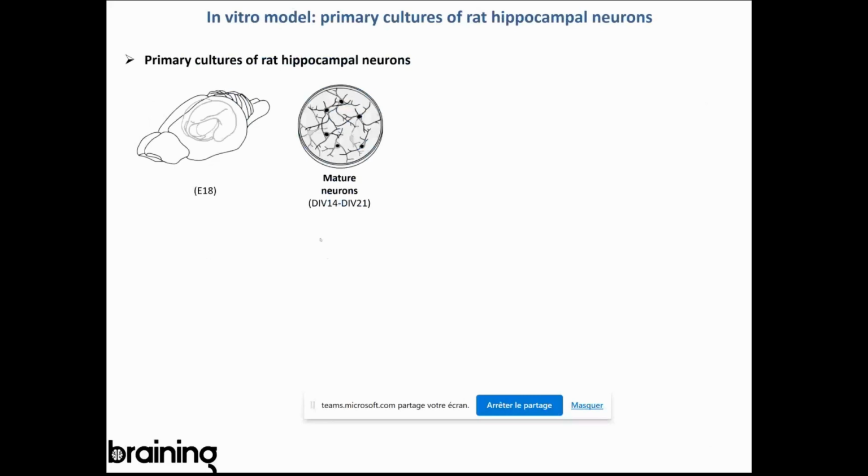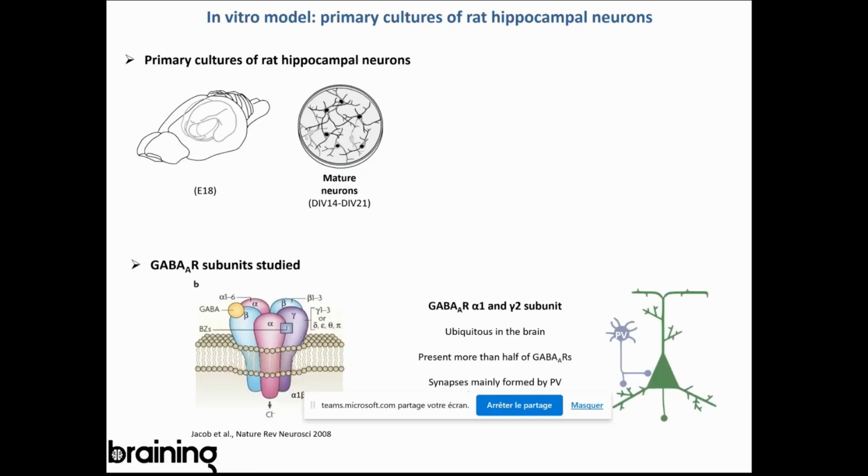So we are working mostly on hippocampal cultures that we prepare from E18 rat embryos. We extract the hippocampus from the brain of these embryos, and we plate the neurons on glass cover slips, and we culture these neurons for 2 to 3 weeks, when they get mature. Then we work with this glass cover slip to stain the receptor of interest, the GABA A receptor, and we use specific antibodies that recognize extracellular epitopes of the receptor.